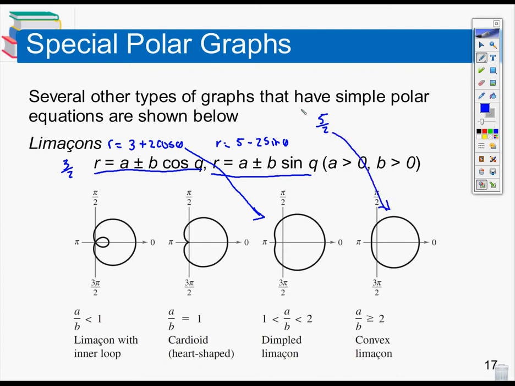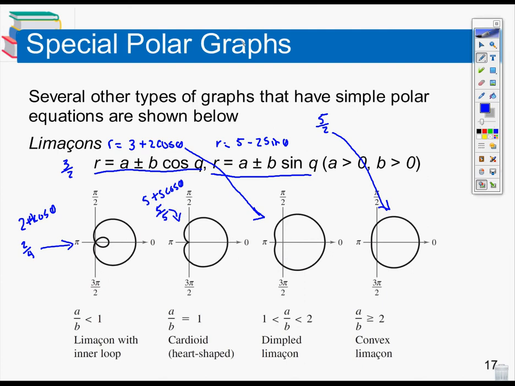limaçon. So if I put one more example up here that said something like 2 plus 4 cosine theta, then my a over b is going to be 2 over 4, which means I'm looking at a limaçon with an inner loop. Or if I do one more example and I say 5 plus 5 cosine of theta, this is going to be 5 over 5, which means I'm looking at a cardioid.